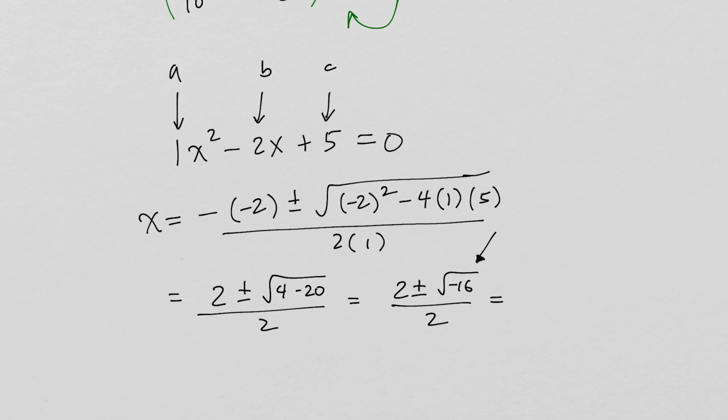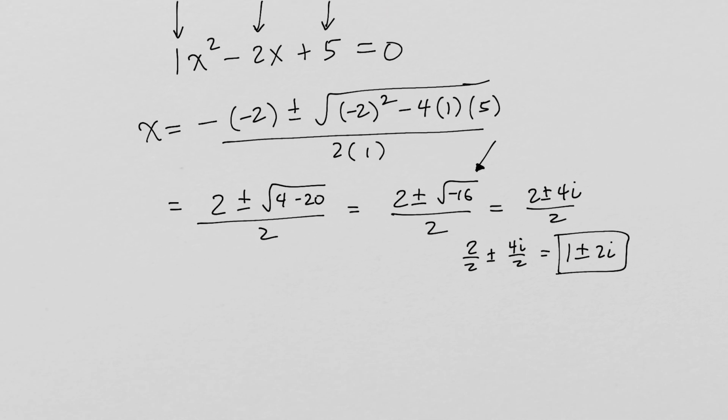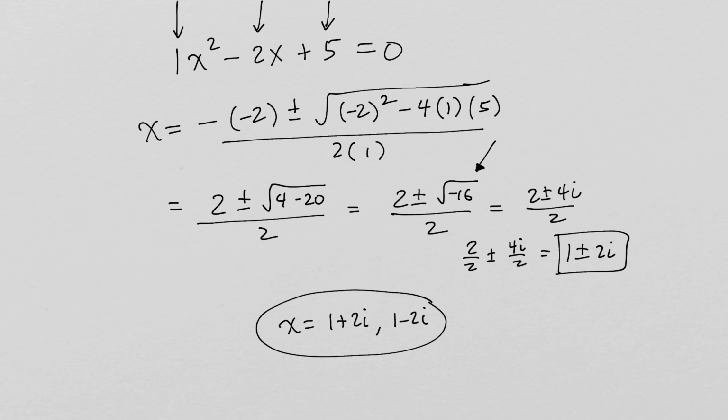And remember, how do we take the square root of a negative? Well, that's going to be a complex number, right? In this case, an imaginary number. So 2 plus or minus 4i divided by 2. And if I divide each of these by 2, we end up getting 1 plus or minus 2i. So we have two answers. We have x equals 1 plus 2i and 1 minus 2i. And these are complex numbers. And one last thing that I will point out here is not only are these complex numbers, but they are complex conjugates, right? And that's not a coincidence.